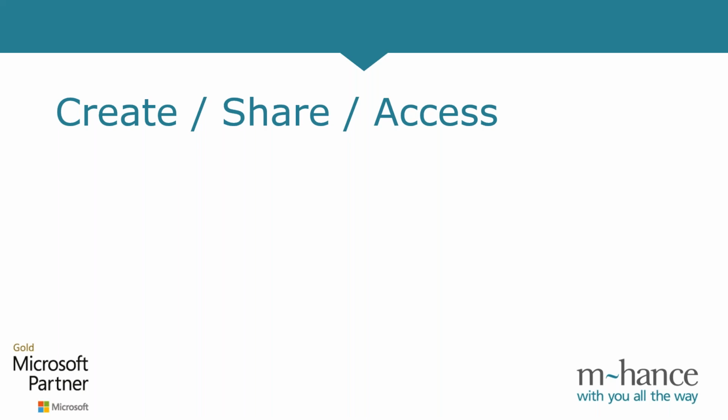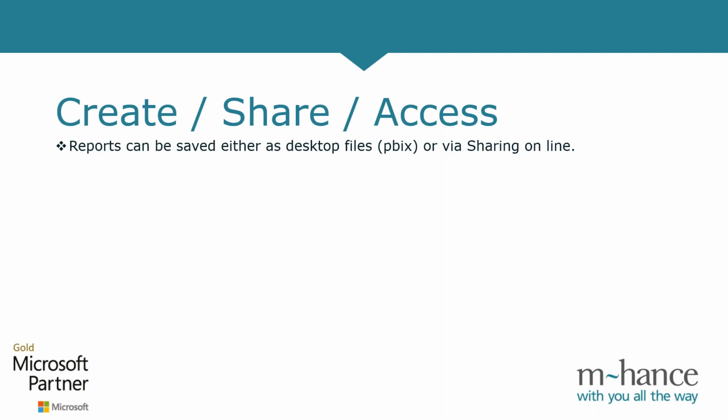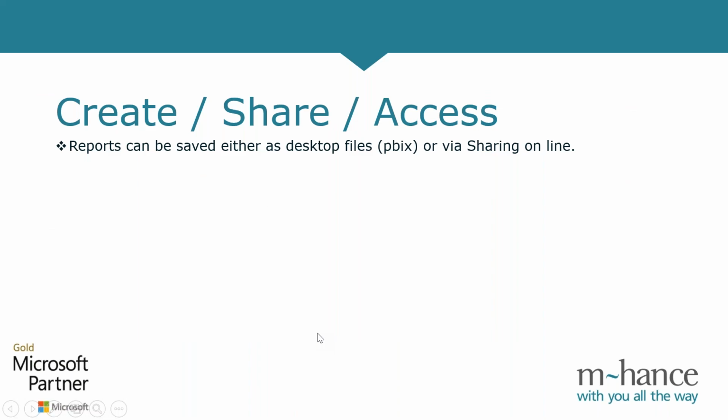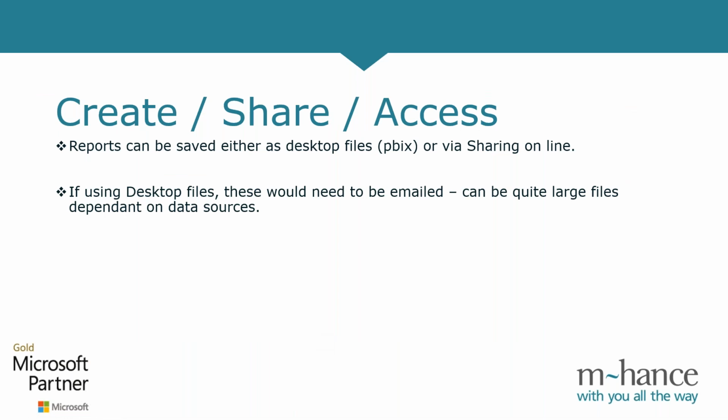So next point is, how do you share them? How do you share these reports? Well, you can save the PBIX file that we've just been working on, or you can, via the publish button, which is here, publish them online. That allows you to share them online via Office 365. If you're using your desktop files, it would need to be emailed. I use direct query, then that links in, but in some cases you're not able to do that. You need to import the data.